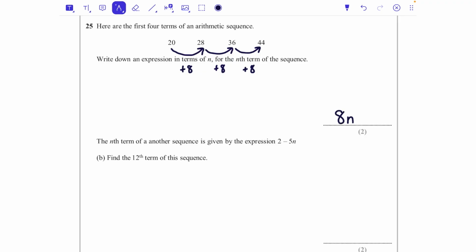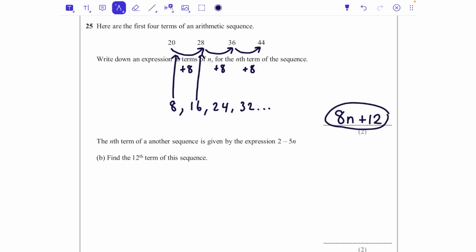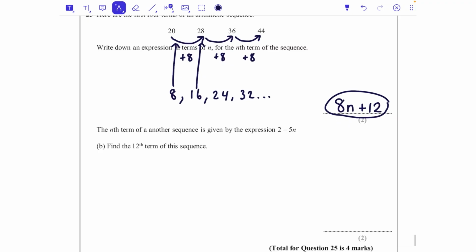So we write 8n. 8 times 1, 8 times 2, 8 times 3 would give us the 8 times table. However, this is not the 8 times table. 8n would get us 8, 16, 24, 32, and so on. It would get us the 8 times table. We're starting on 20, and the second term is 28, and that is 12 bigger. So it's the 8 times table, add an extra 12, and we write that as 8n, add 12 more.